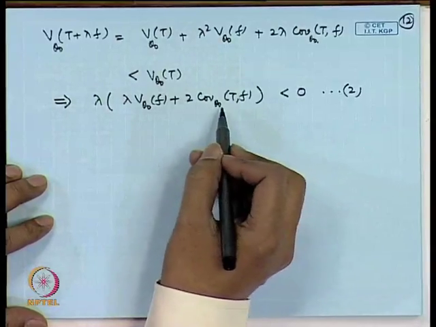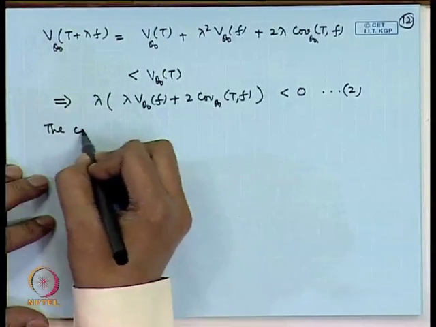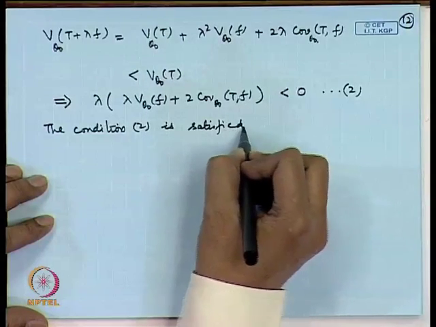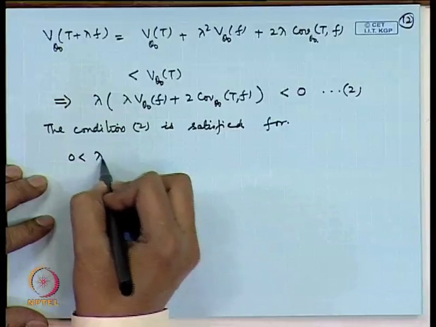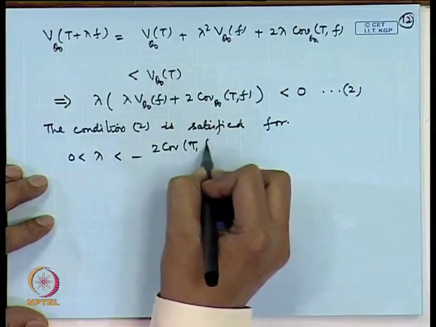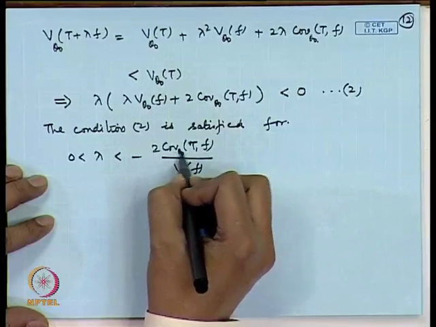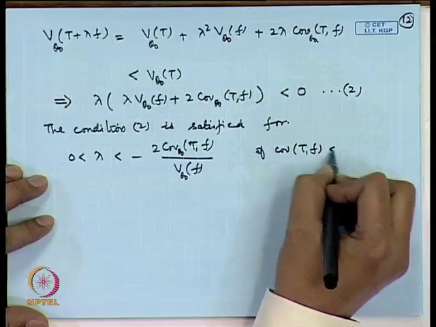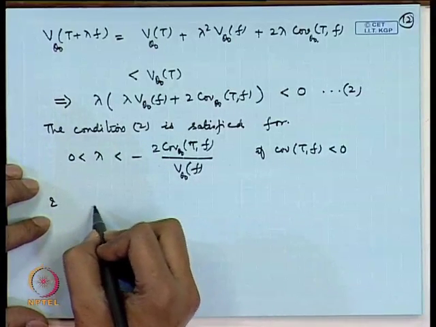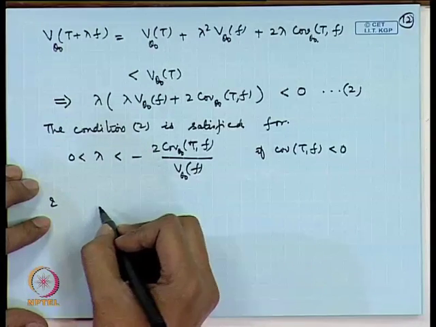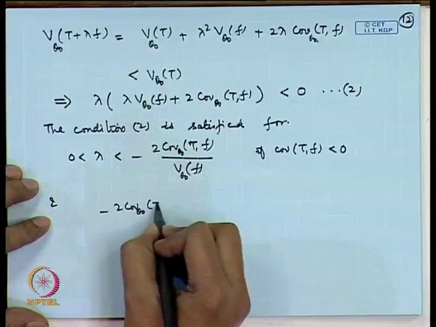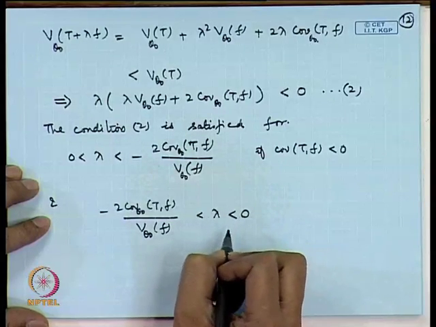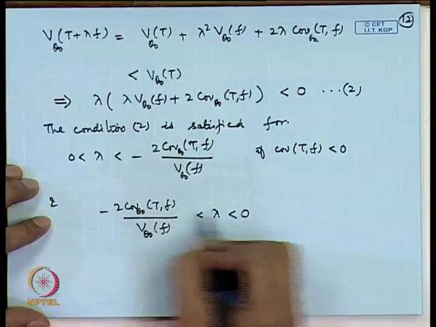So, this condition obviously can be satisfied. The condition 2 is satisfied for 0 less than lambda less than minus twice covariance of T and f by variance of f, if the covariance is negative. Of course, all these evaluations are at the point theta naught. And for minus twice covariance at theta naught of T and f by variance at theta naught of f less than lambda less than 0, if this is positive.